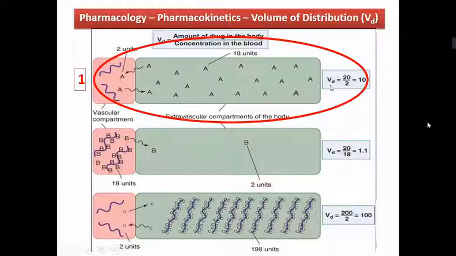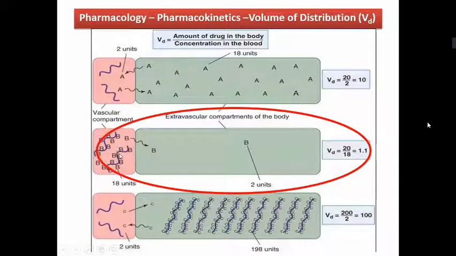So, when you compute for the volume of distribution, for example, if theoretically we give 20 molecules of drug, 18 entered the compartment, so only two remained in the blood. If you compute the volume of distribution, we have 20 given, and only 2 measured here. So what is the volume of distribution? We have 10. Among the 20 given to the patient, only two remained, and 18 went in. Okay? We'll now go to the next scenario.